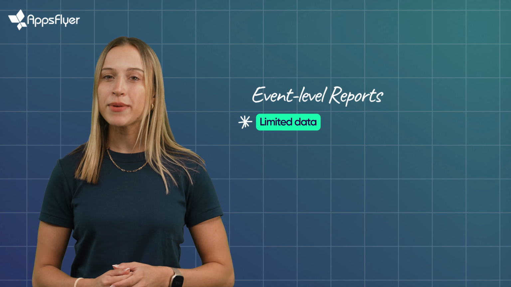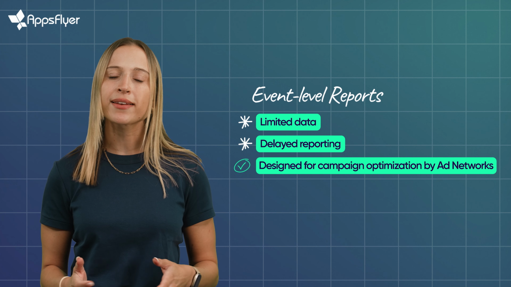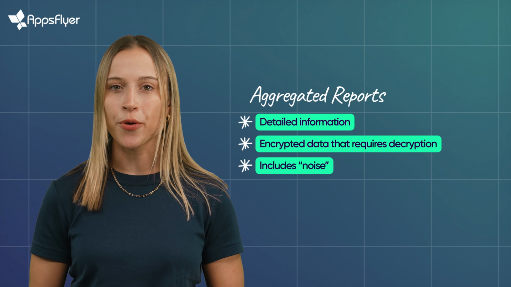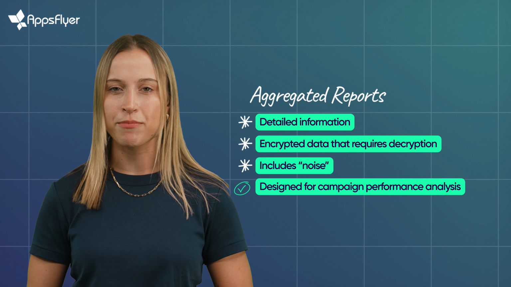Now, let's talk about how the attribution data is collected and reported. The Attribution Reporting API aggregates the data in two types of reports: event-level reports and aggregated reports. Event-level reports offer limited data and are delayed, but still help ad networks optimize their campaigns. Aggregated reports are more detailed, encrypt data, and add noise to protect user info, making them great for analyzing campaign performance. As I mentioned earlier, multiple attribution sources can be stored on the device, ready to be matched when triggers occur. So, let's see how this works in practice.